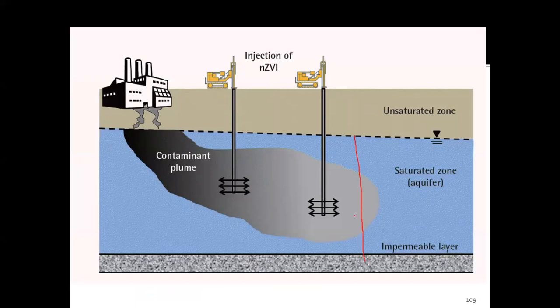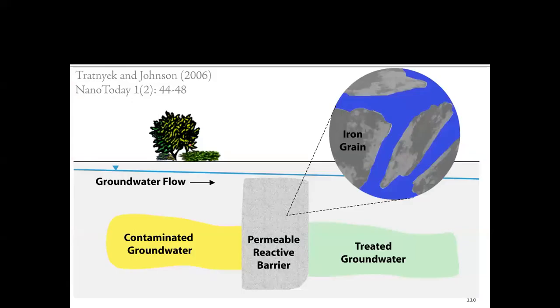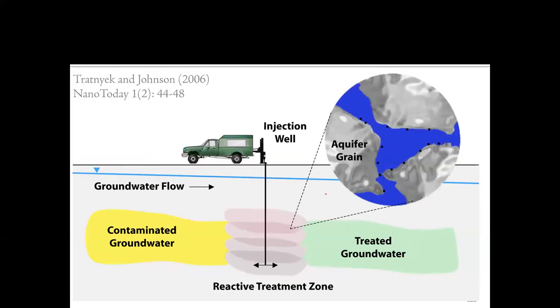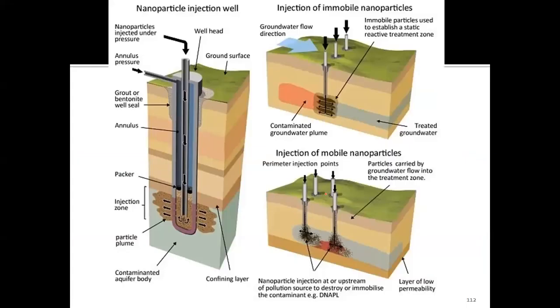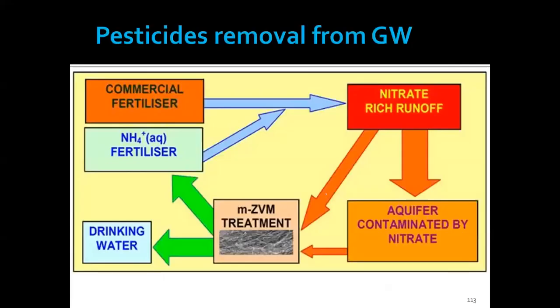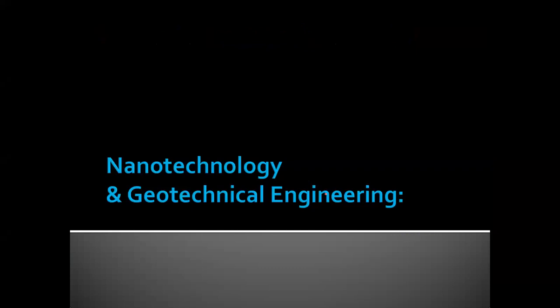by this the groundwater will be purified after chemically reacting in this zone. So you can actually protect like permeable reactive barrier or slurry or something like that, right? So reactive treatment zones. So those who are from environmental background, they can understand these terminologies, right? So pesticides removal also is possible.